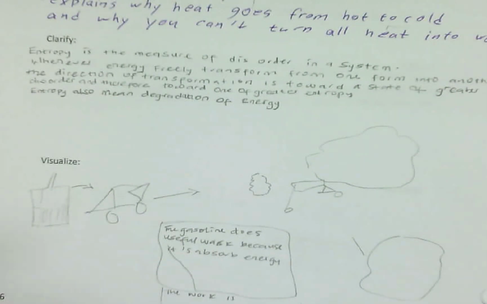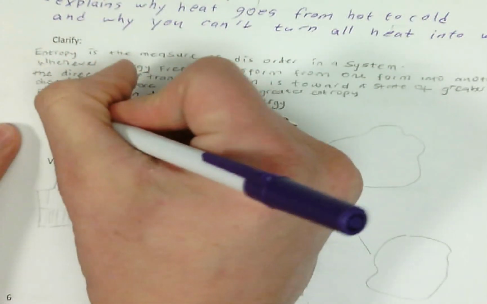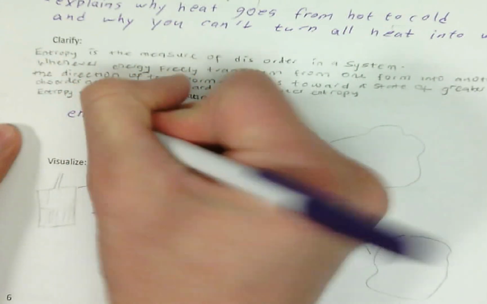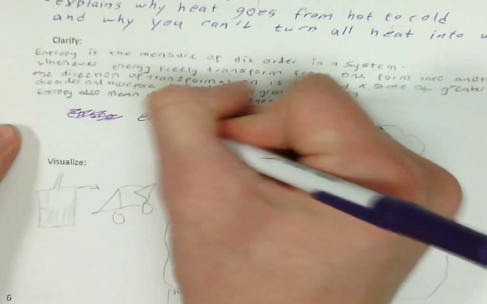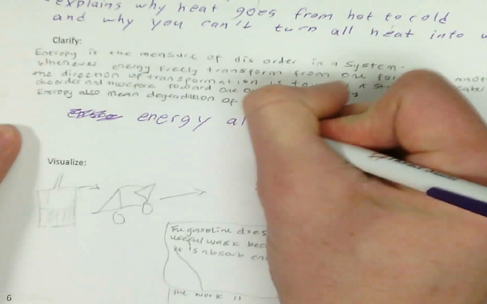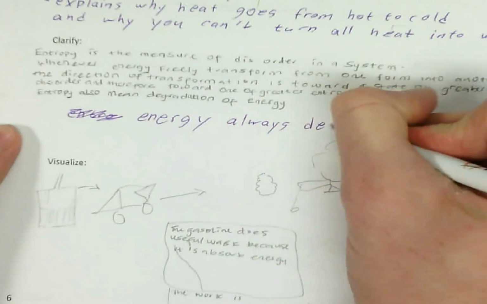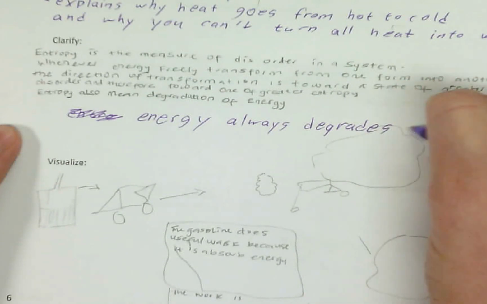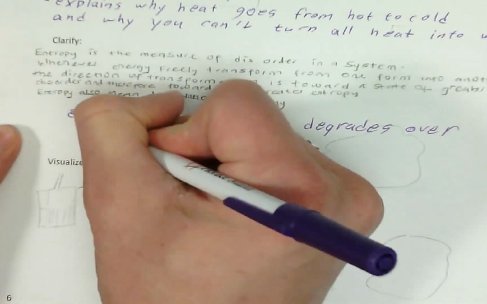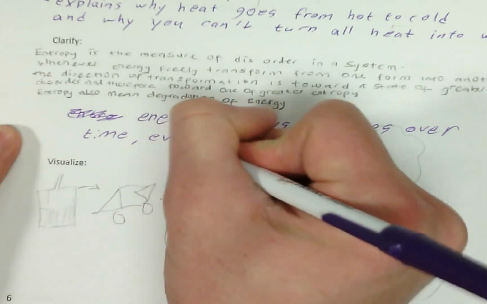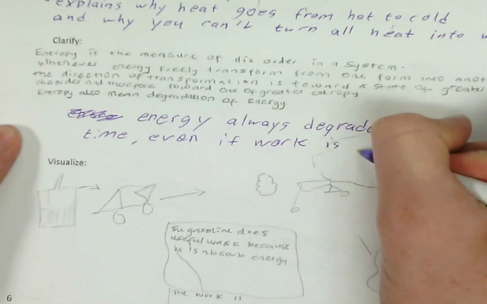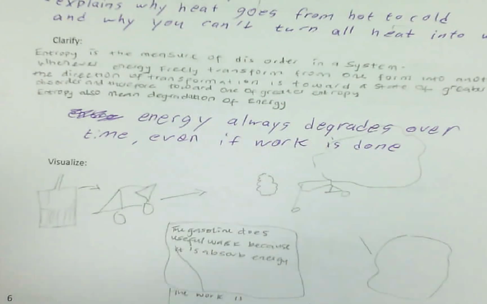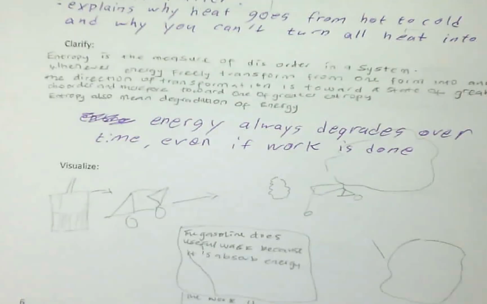You need a summary of the clarification. Yeah, a summary for the clarification is entropy. I'll say that energy always degrades over time, even if work is done. So in other words, again, it's not lost. It's just not something you can use. Pretty good.